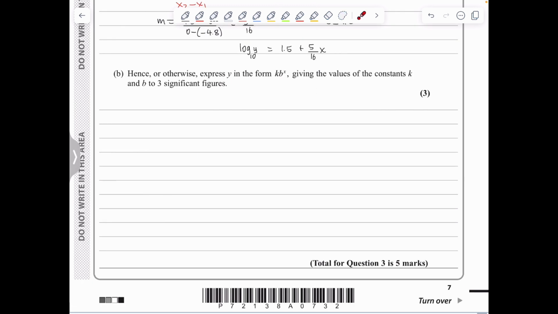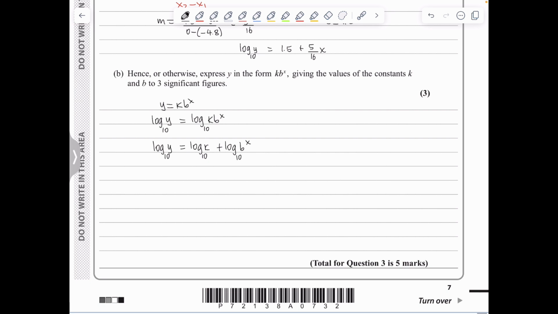In part B, it says hence or otherwise express y in the form k b to the x, where k and b are given to three significant figures. Well, starting with the exact expression we were given for y, which is k b to the x, I will take log base 10 of both sides, so log y is equal to log of k b to the x, base 10, which means that log of y base 10 is equal to log of k base 10 plus log of b to the x base 10.